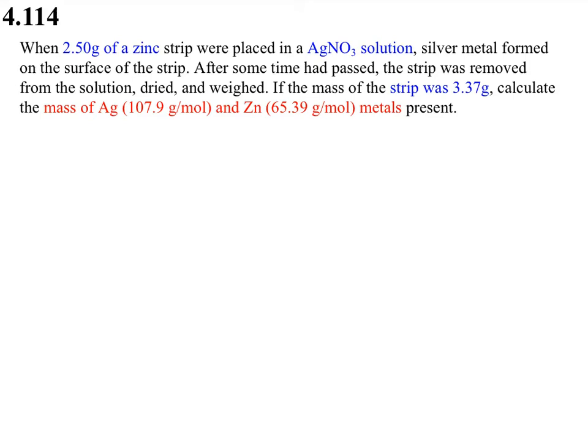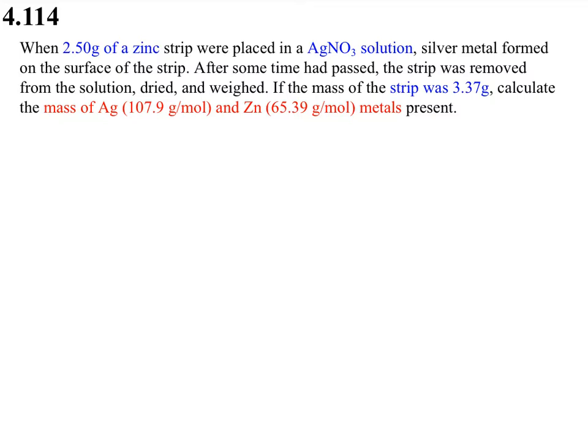In this problem, a 2.5 gram zinc strip was placed in a silver nitrate solution. So the reaction is that silver metal forms on the surface of the strip. Therefore, we know that zinc is more active than silver, so it replaces the silver cation.